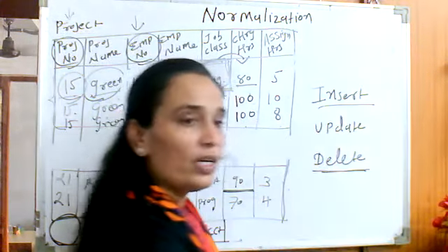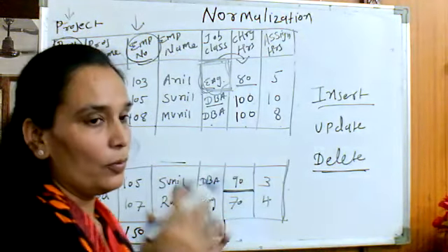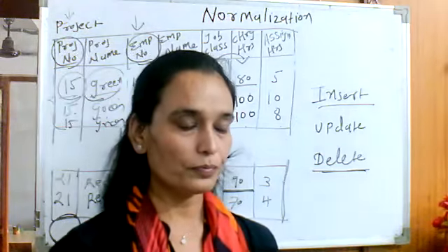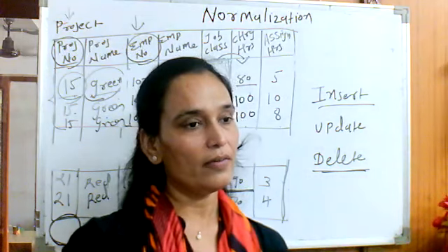Okay. Now we understood why we have to convert first normal form into second normal form. Now we will learn what is second normal form in our next lecture.